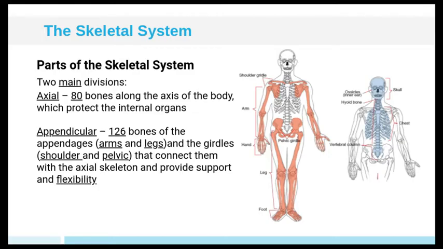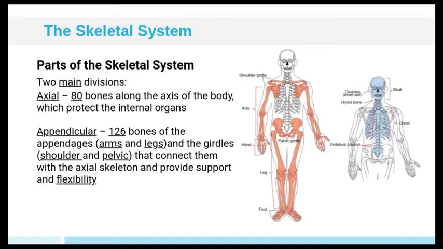So we talk about the skeletal system in two main divisions. You've got the axial skeletal system, or the axial portion, I should say, which is 80 bones along the axis. Axis means the midline or the main part. So this is like your chest and your head and your abdomen. Those together are 80 bones, and they protect your internal organs. They are shaded in blue if you look to the right in the image.